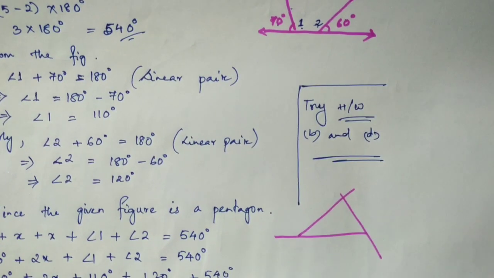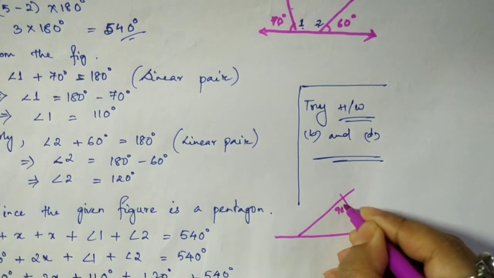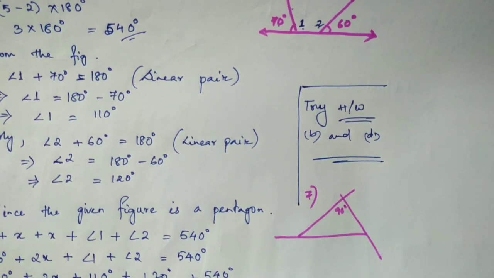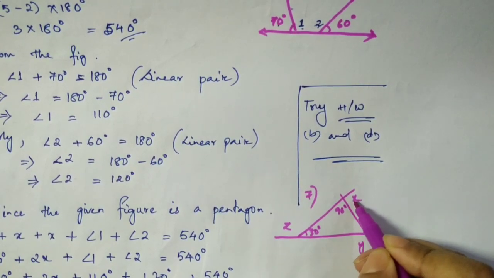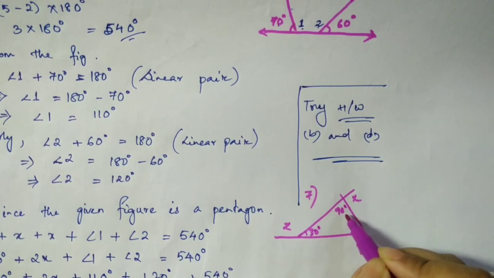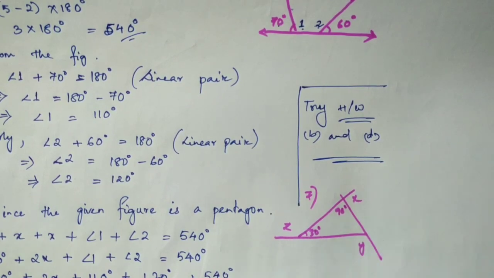And this is given as 90 degrees. I'm talking about question number 7, A part, and this is given as 30 degrees. I'm going to explain so that you can try this one. This is z here, this is y here, and this is x here. Now x you can find because these are a linear pair. x plus 90 equals 180 and you find x. This is also a linear pair, z and 30, and you find z.